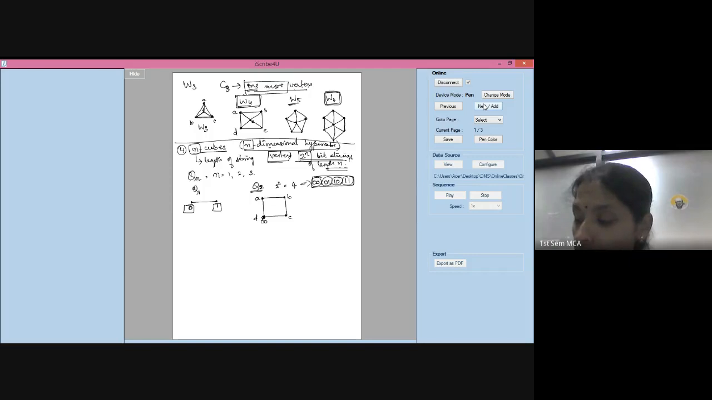Means the string that C represents should change in only 1 bit. If I give 0 0 here, I can't make C as 1 1, or A cannot represent 1 1, because both the bits are changing. You can have C as 0 1. That is right, because this 0 remains the same, whereas the other 0 can be changed to 1. So there is a change of only 1 bit.